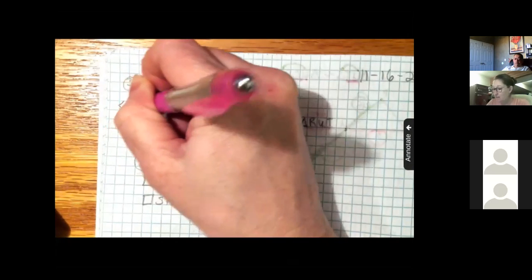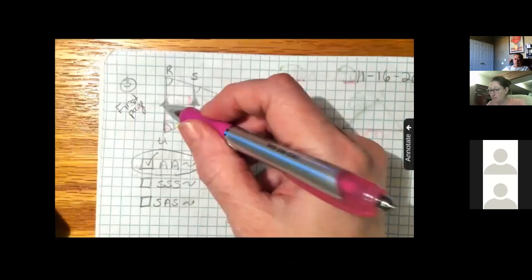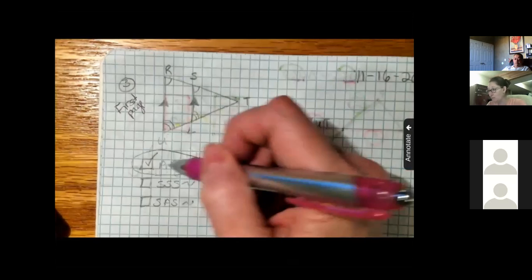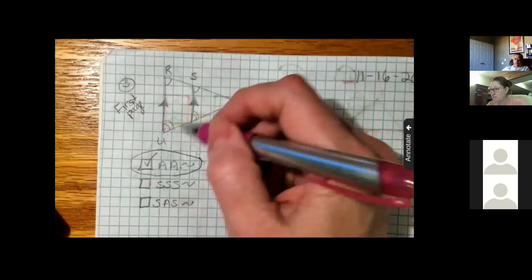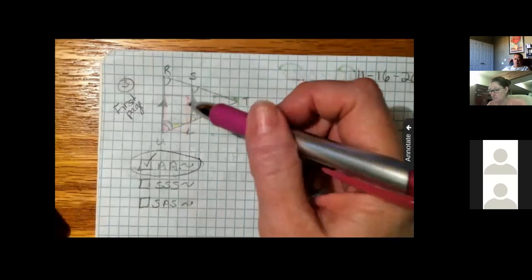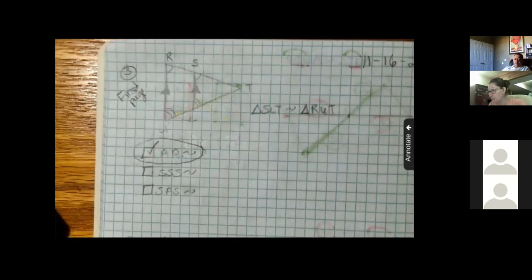You're just deciding which of the 3 it is. Does that make sense? Because these are parallel, this angle has to be the same as this one, which has to be the same as this one, so it's angle, angle. But if they were to give tick marks, then it would be side, side, side, or side, angle, side, depending on what information they give you.